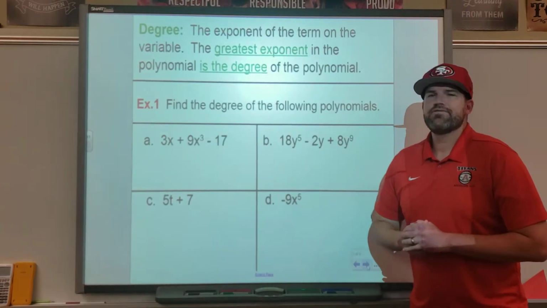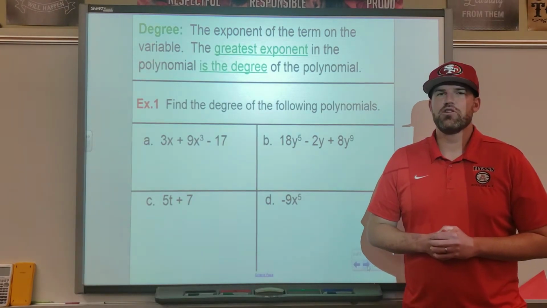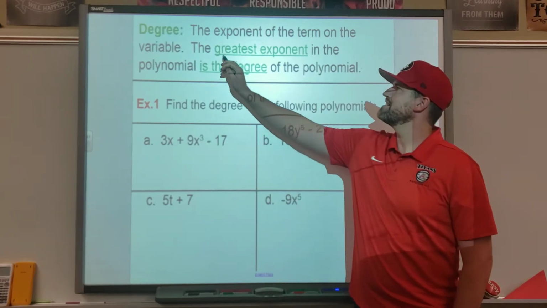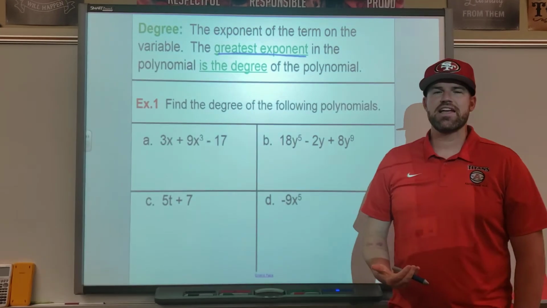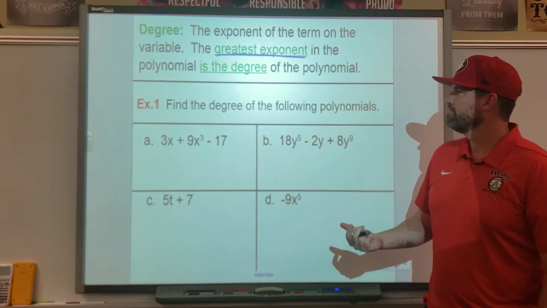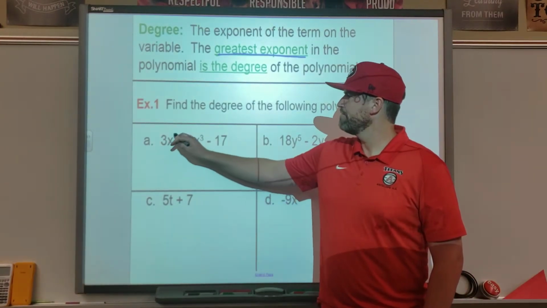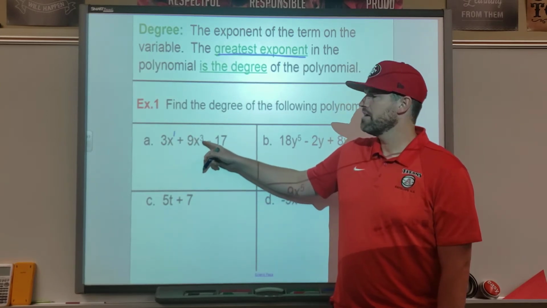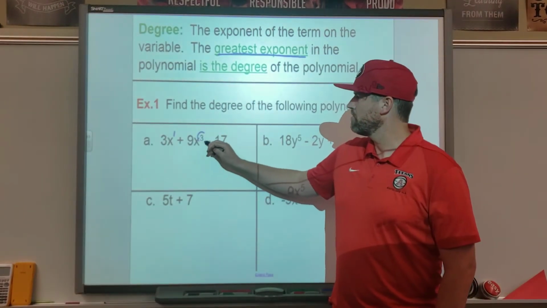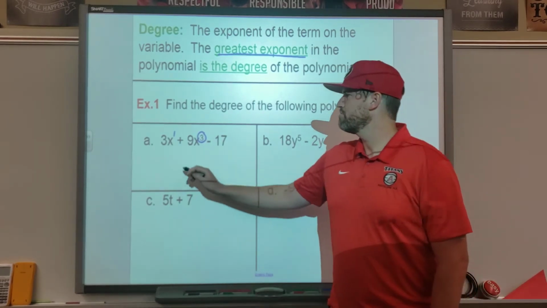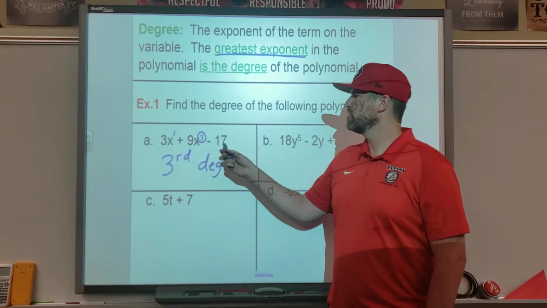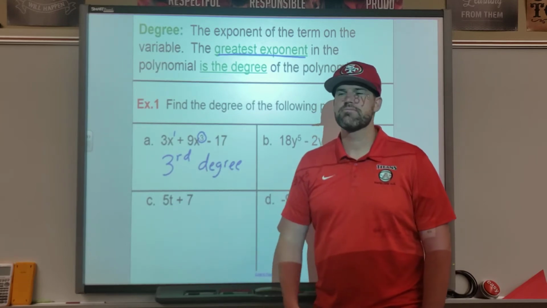We also specify a polynomial by the degree of the polynomial. And in this case, what we mean by degree is the greatest exponent. So whatever the largest exponent is in the polynomial, that is the degree of the polynomial. So for example, this is 3x to the first power. This is 9x to the third power. And then this one doesn't have a variable. So the largest exponent was right there, which is a 3. So this would be a third degree. And then this would be a third degree trinomial because there are 3 terms.